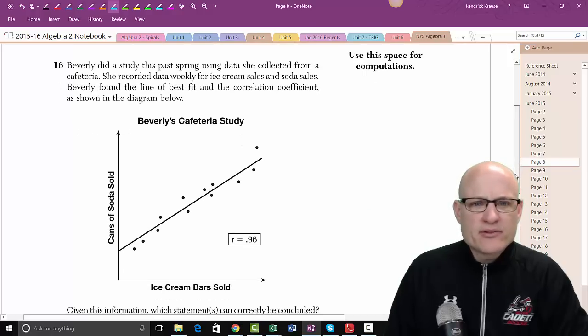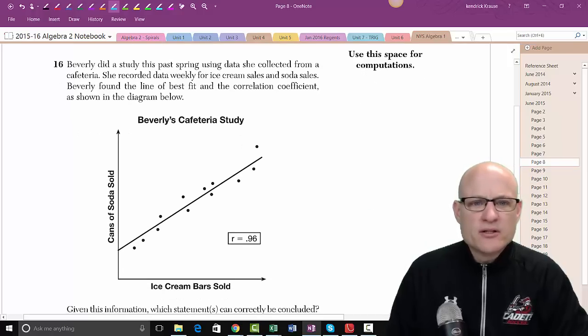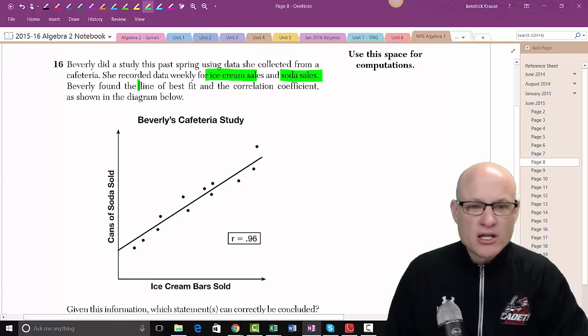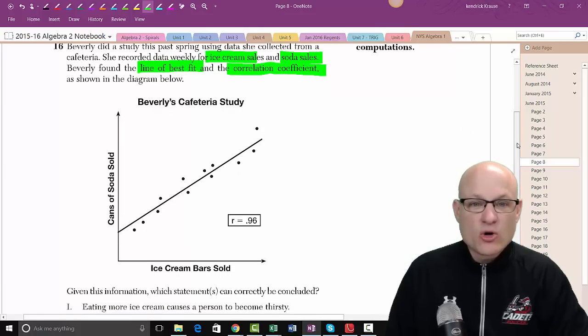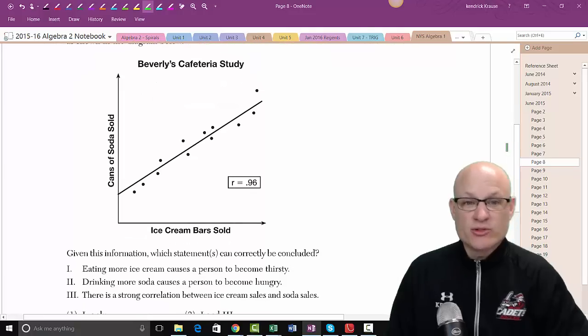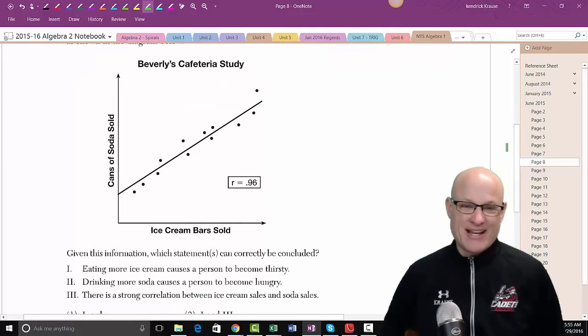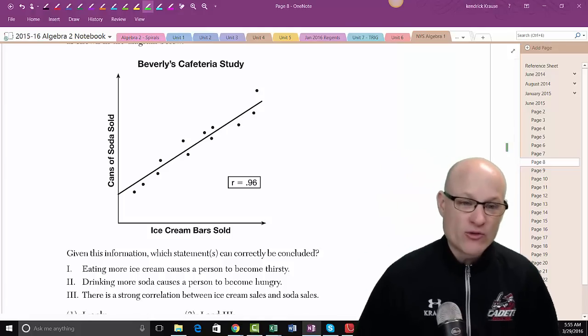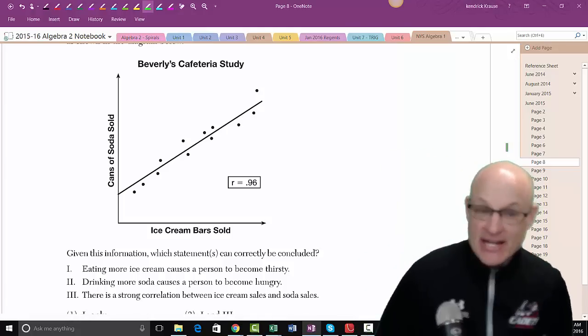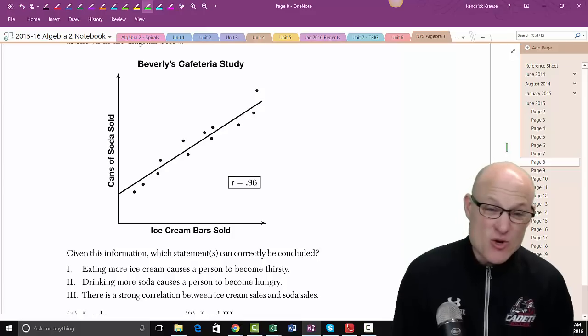Beverly did a study this past year, and she collected data from the cafeteria on ice cream sales and soda sales. I'm not sure what those would have to do with each other. The line of best fit and the correlation coefficient are given. Just because things have correlation doesn't mean they're causal. You all know the difference between causation and correlation, correct? Correlation means you just found something that looks like they kind of go together, but there is no causation.